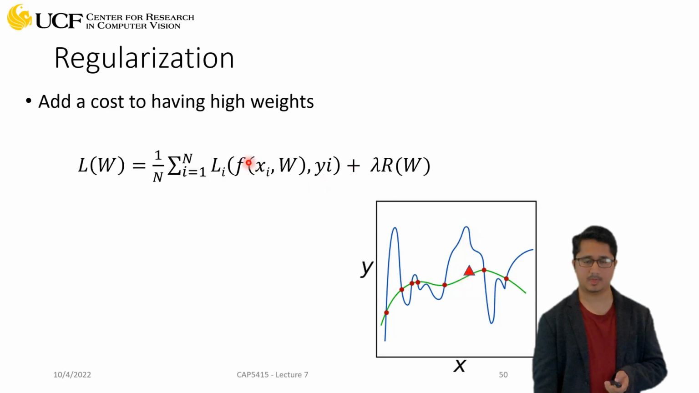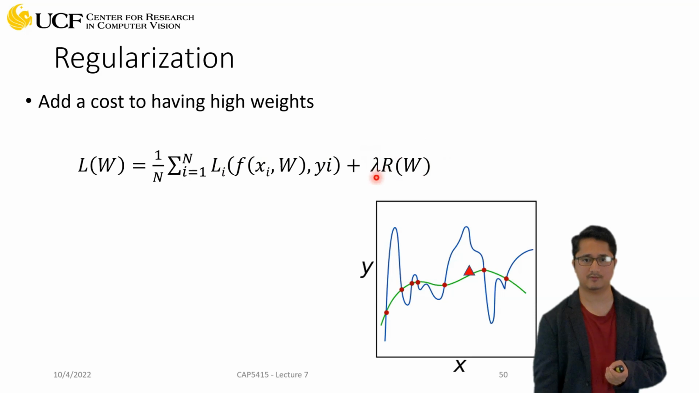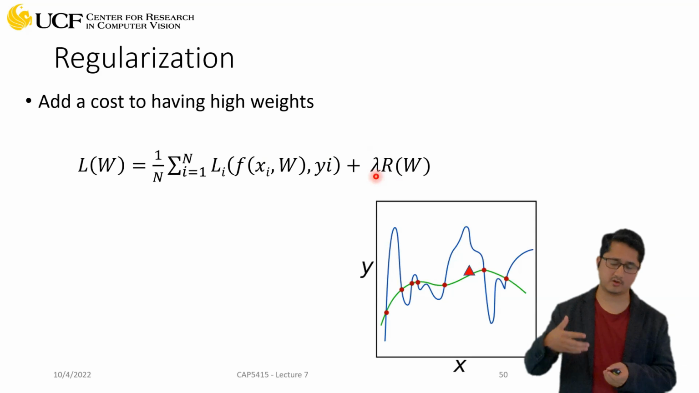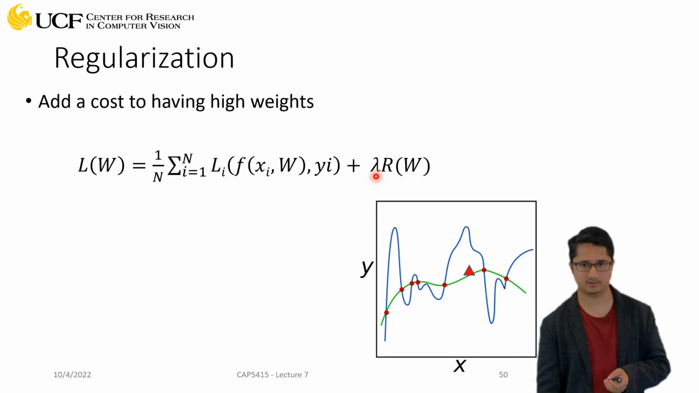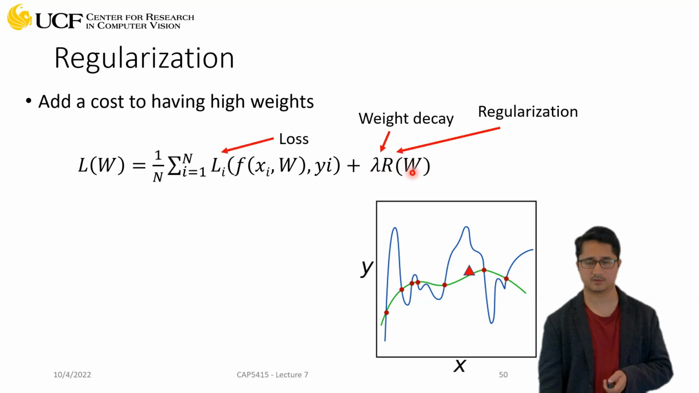So if this is your standard loss function, which takes data as input, these are the network weights, and this function is the network, which gives you some prediction. You compare that prediction with the ground truth, and that's your loss value. And this is your regularization term. You have a parameter here which controls how much importance you want to give to this regularization. Again, this is a hyperparameter, and you use the weights of your network as input. This is also called weight decay.